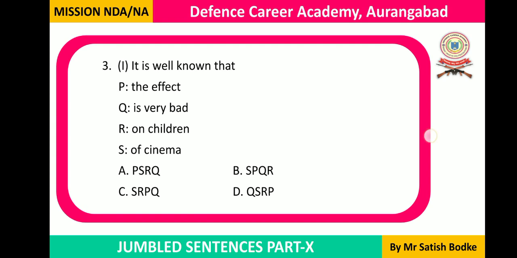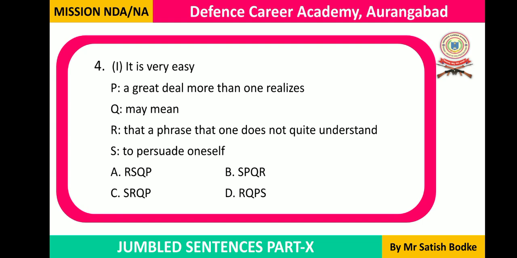Now let's go to the next question, question number 4. Here again we can see that there are 5 parts of a sentence and the sentence starts with "it is very easy". Again we have a clause which starts with a non-referential "it" as a subject, and "is" is the verb. It is very easy to persuade oneself that a phrase that one does not quite understand may mean a great deal more than one realizes. So our sequence is SRQP. SRQP is option C, so our answer is option C. Now let's go to question number 5.